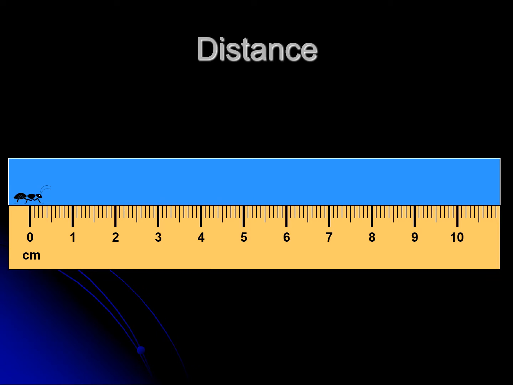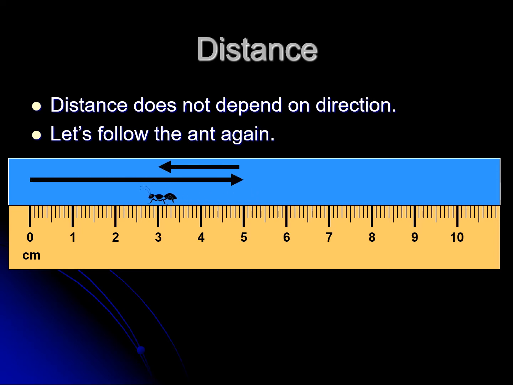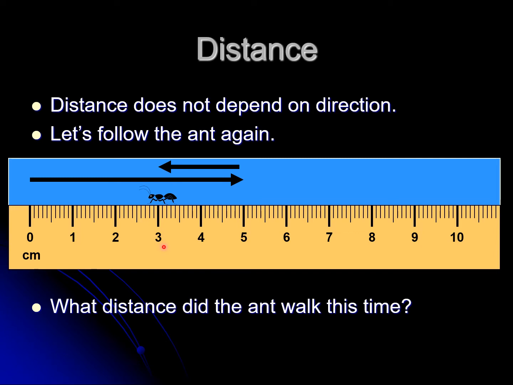Let's add more information about distance. Let's follow this ant again. As you can see, the ant moves at least 2 times. The first is from 0 going to 5. And then from 5, it goes back to 3. The question is, what distance did the ant walk this time? The answer is 7 centimeters.